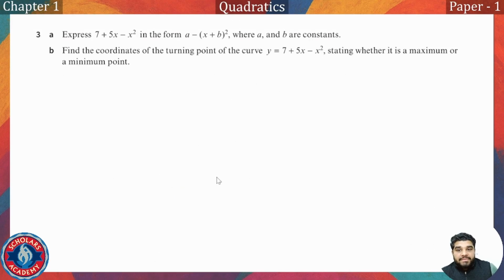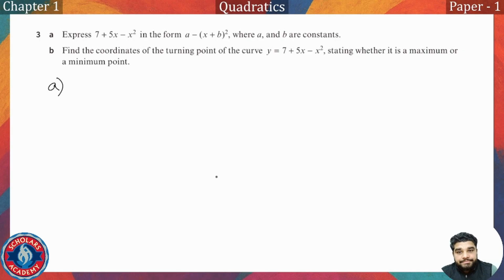Let's continue. Part A says express 7 plus 5x minus x square in the form of a minus x plus b whole square, where a and b are constants. Part B, find the coordinates of the turning point of the curve, so the point of vertex, and state whether it is a maximum or minimum point. All right, let's start with part A.